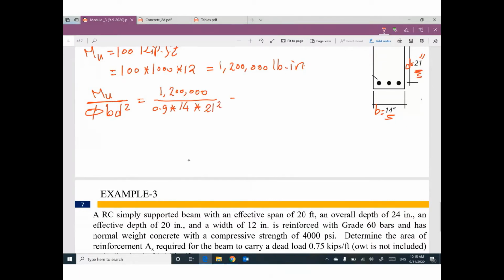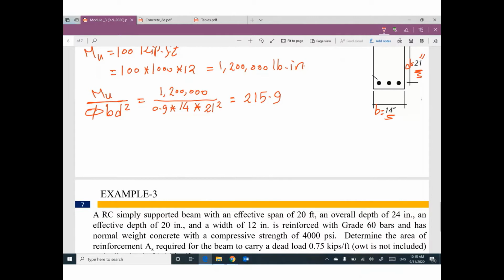Your final answer for this term, 1,200,000 divide 0.9 times 14 times 21 square. Don't forget square. Equal to 115.9.